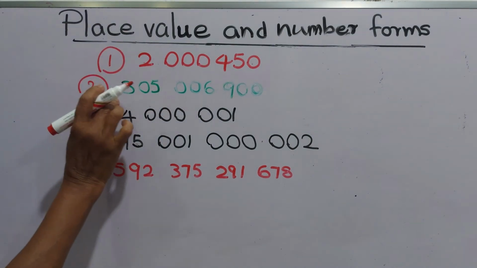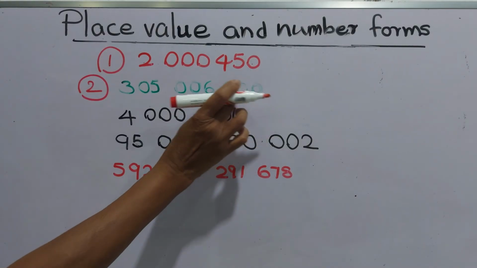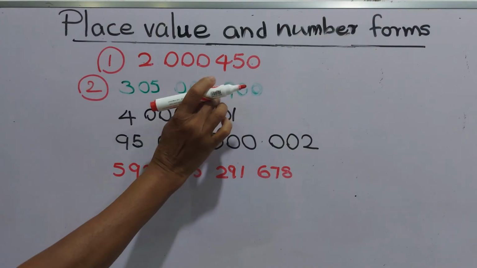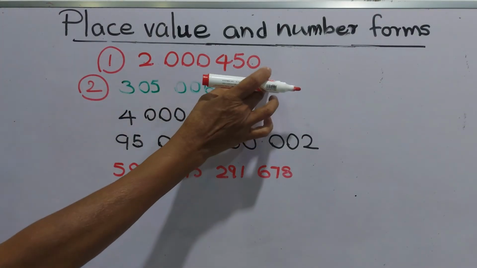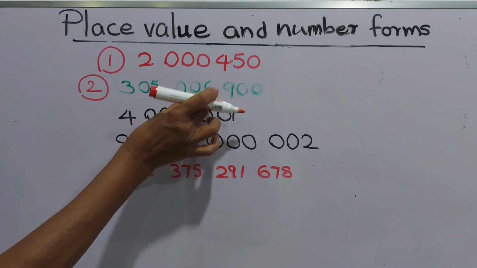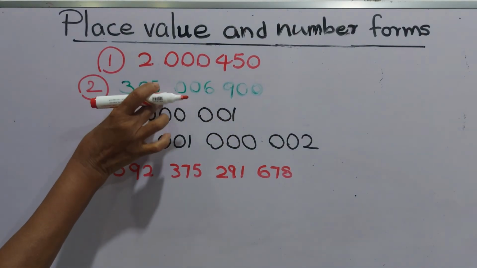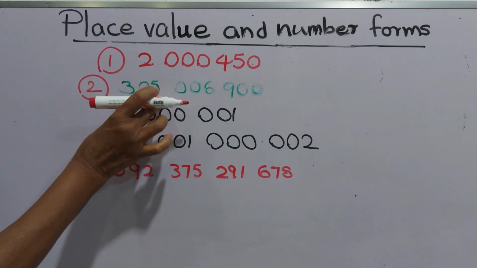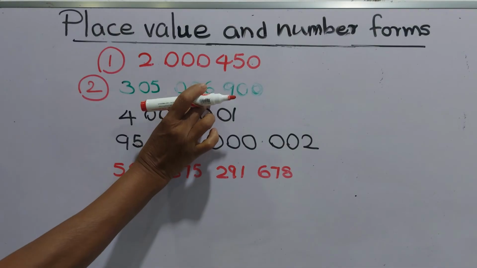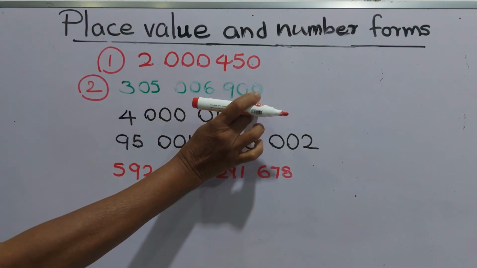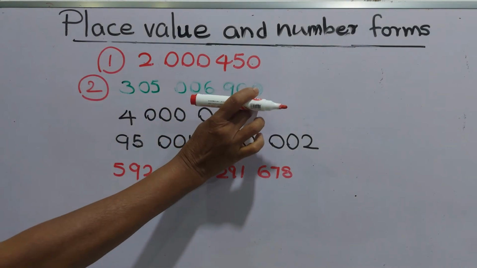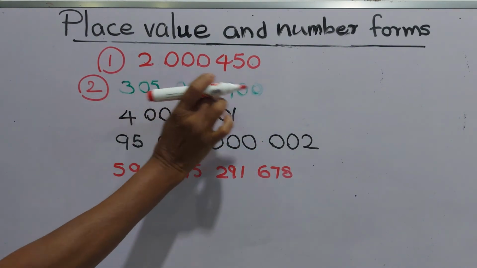Second, how many digits are here? 1, 2, 3, 4, 5, 6, 7, 8, 9. Then this is in standard form. This set is the unit zone, this set is the thousand zone, this set is the millions zone. Then we can read it easily: 305,006,900. Again, 305,006,900. That is the way we can read this number.